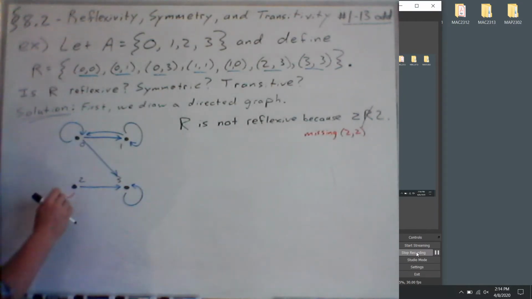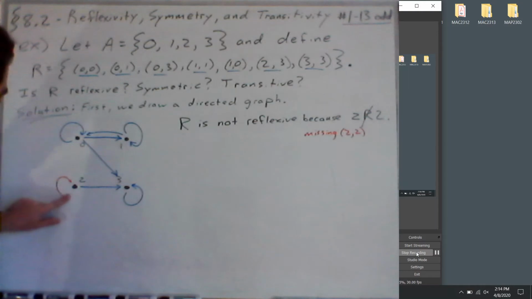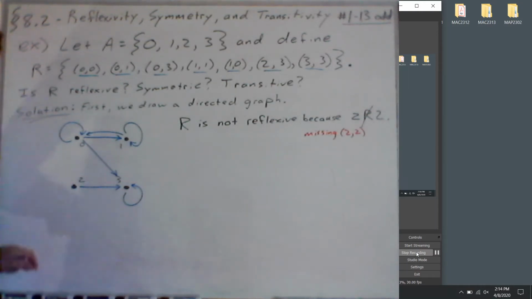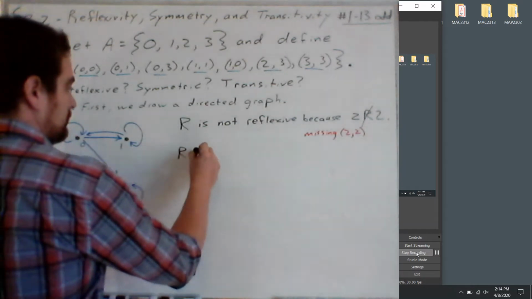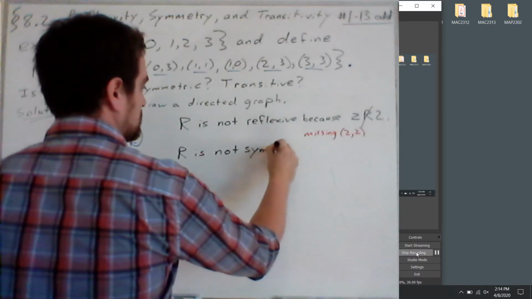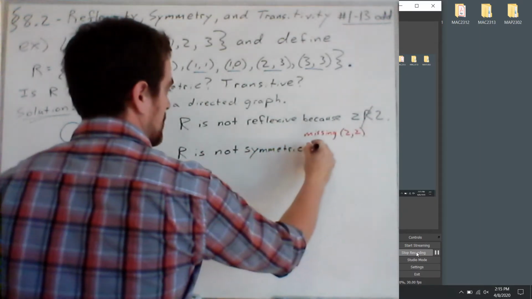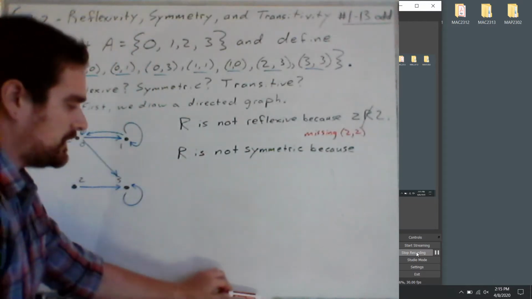We could make it reflexive if we put that there, but we're not allowed to just put it there because we want to. So it fails to be reflexive. Next, we want to look at symmetry. R is not symmetric because, and again, we just want to find an example to show why or why not.